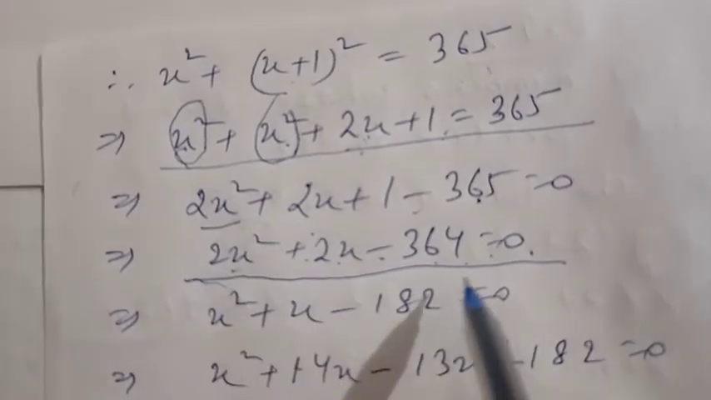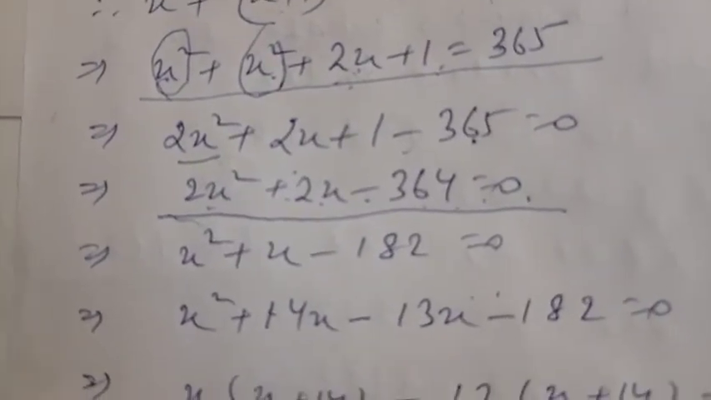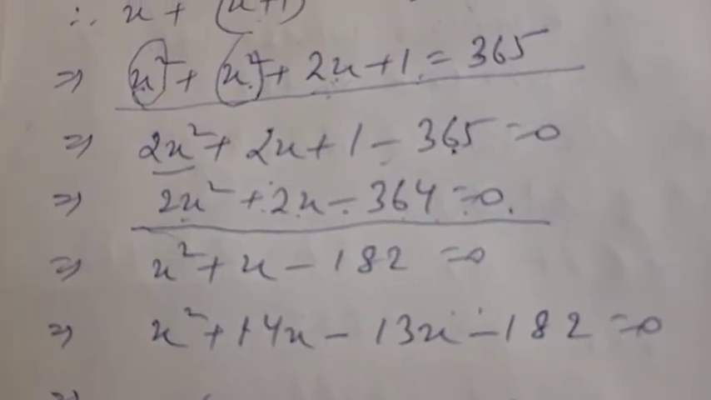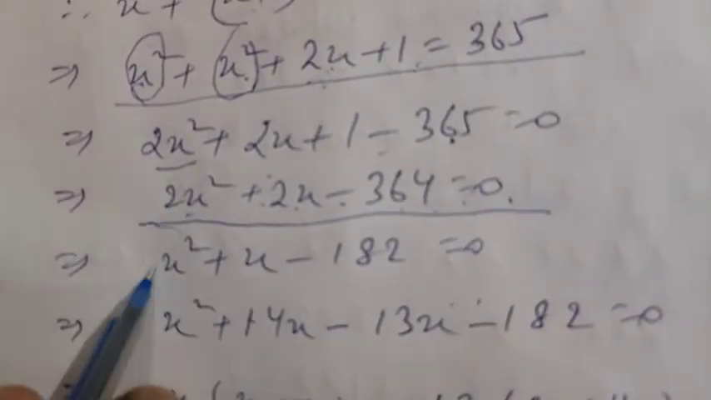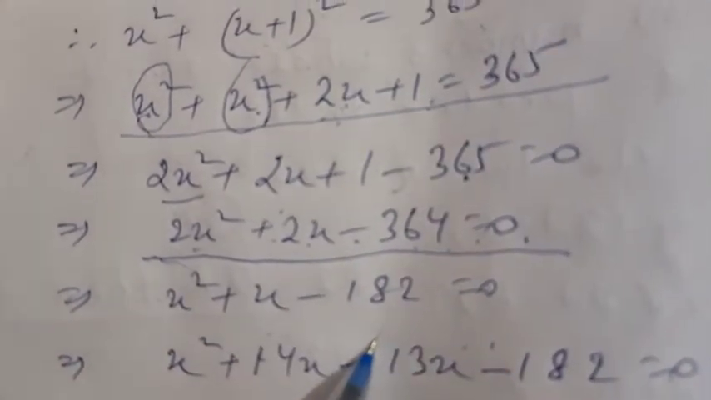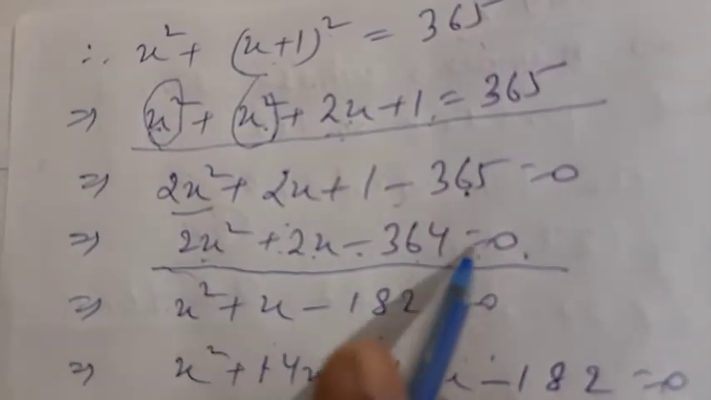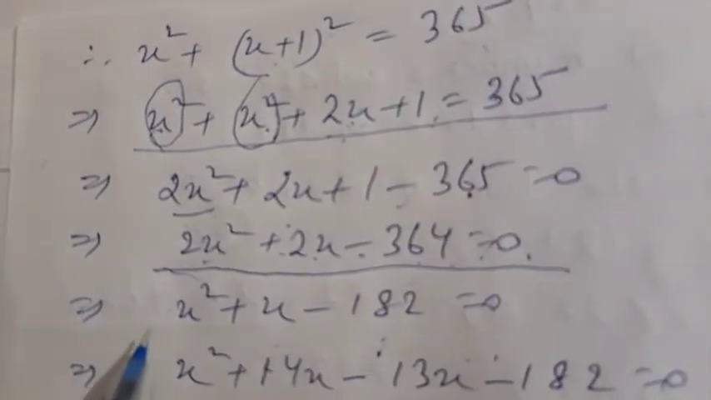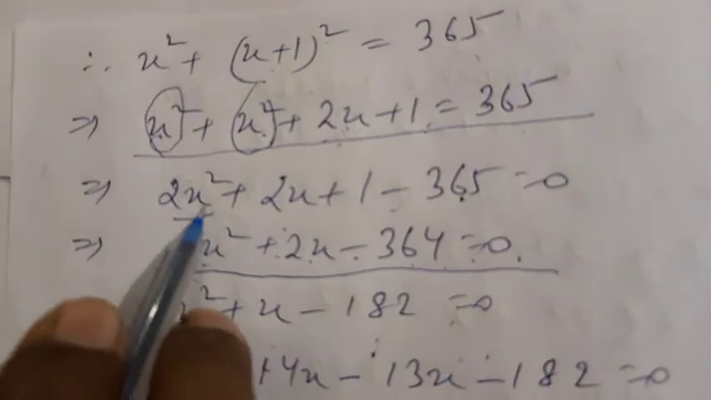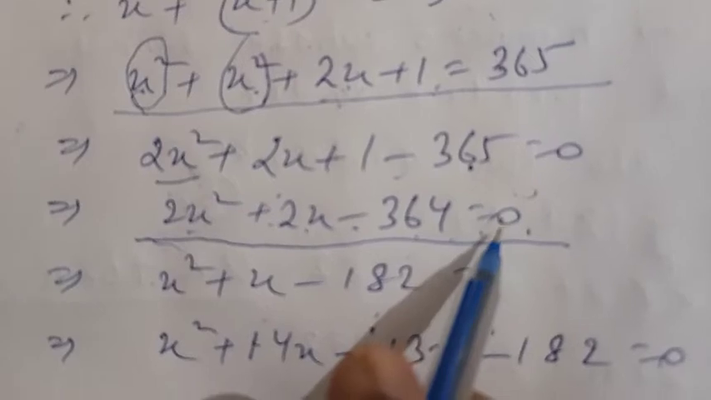It is in the form of a quadratic equation. Now from here we will start our solution. What we will do? We will see that 2 is common in each term. In 2x square, 2 is there, in 2x, 2 is there, and 364 also carries a factor 2 with it. So we have divided each term by 2 to get the new quadratic equation. Though you can solve it taking this form also. It depends on you completely.